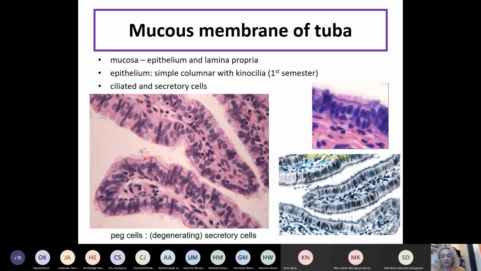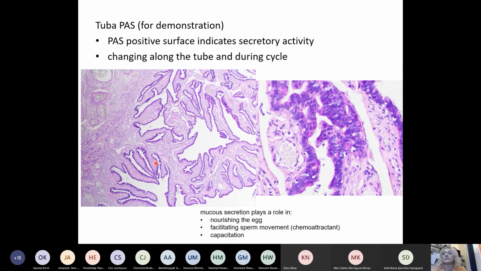So these are the secretory cells, which provide nutrition for the egg during its travel towards the uterus. This is only for demonstration. When we have the uterine tube with PAS staining, you can see how purple it is. Of course, this PAS-positive surface indicates secretory activity, which is very important for this nourishment, but also it facilitates the sperm movement during fertilization.